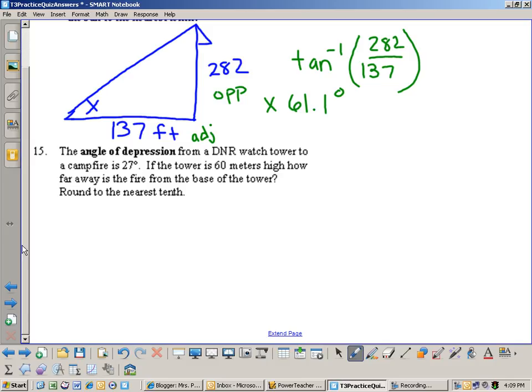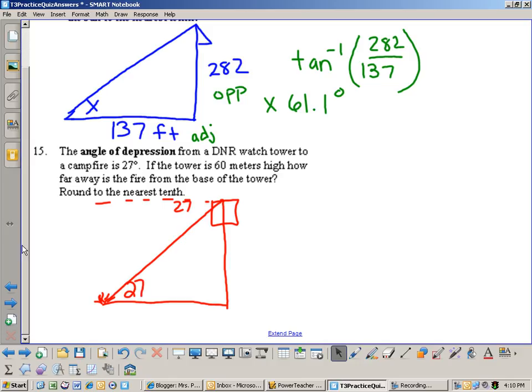Now we have the angle of depression from a DNR watchtower to a campfire. So here's our tower. There's our tower. Here is our campfire. And what we want to remember is the angle of depression is on the horizon. So if the angle of depression is 27, then we can also come down and put that 27 as the angle of elevation. It does not go inside of the triangle here, it has to go outside the triangle.